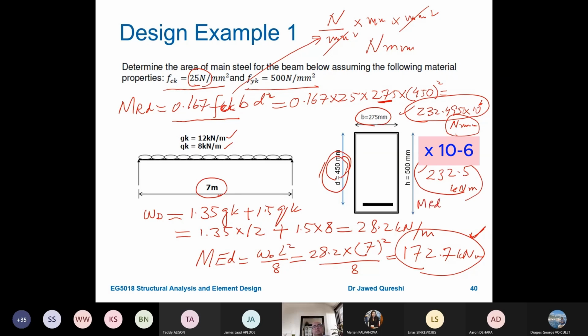Should it be designed as a singly or doubly reinforced beam? Singly, because the applied moment is less than the moment resistance of the compression side.